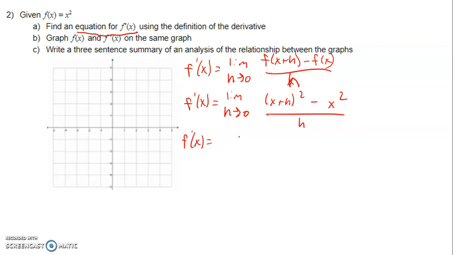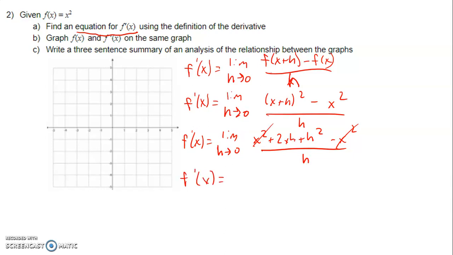So f prime of x equals the limit as h approaches 0. If I multiply this out, I'd get x squared plus 2xh plus h squared. Make sure you don't forget that middle term. Minus x squared over h. The x squareds could cancel. If I plug in h as 0, I'd still get 0 over 0. So I need to get rid of this h on the bottom with the h's that are on top. So limit as h approaches 0. I'm going to factor the h out on top, make it 2x plus h over h. Now I can cancel those h's out.